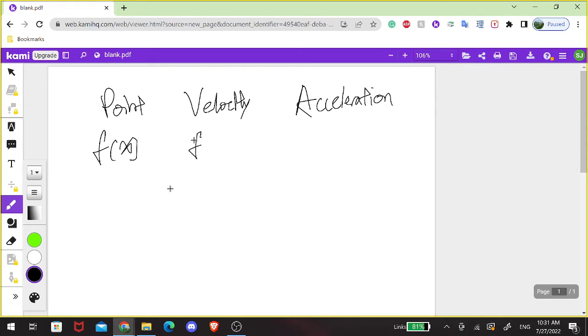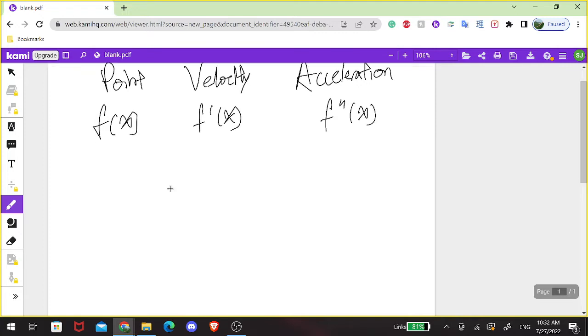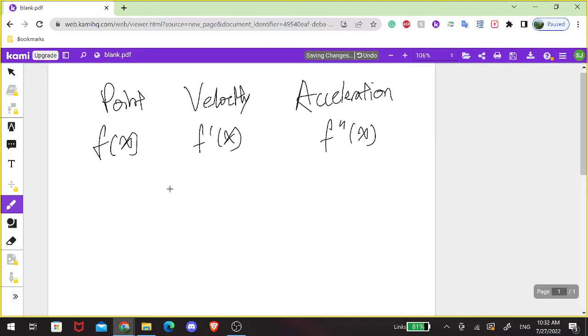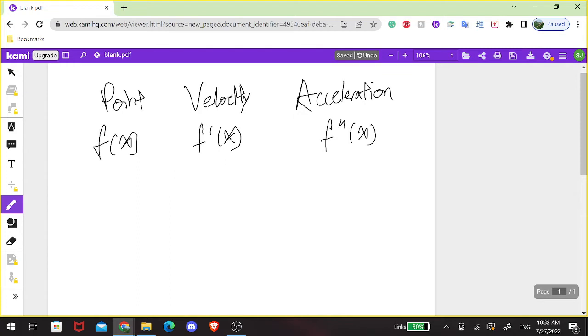Velocity is the derivative of f of x. Velocity is how fast you're going, the rate of change, aka speed. So velocity is f prime of x, and acceleration is f double prime of x. Now, I haven't talked about f double prime of x yet, but f double prime of x is simply the derivative of f prime of x.